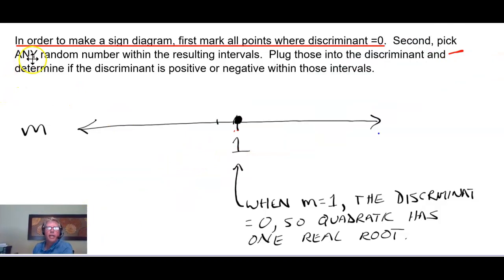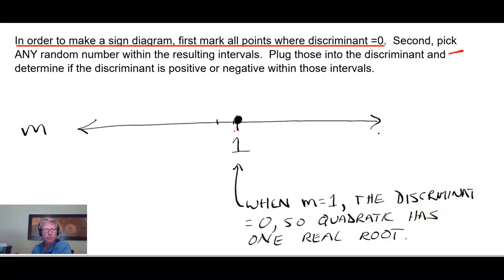All right. So I'm going to show you each slide, should show you each step. All right, in order to make a sign diagram, first mark all points where you found the discriminant equals 0. So this is going to be a number line. We found m equals 1. I'm going to make a big dot there. And then that's telling me, hey, when m is equal to 1, the discriminant is equal to 0, and the quadratic has one real root. Sorry, my handwriting with these little pens on the computer.